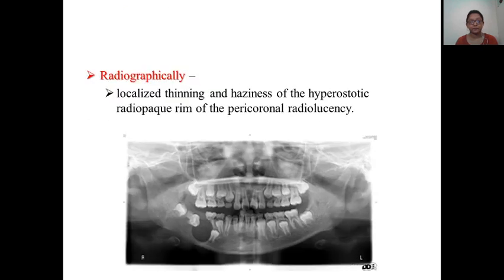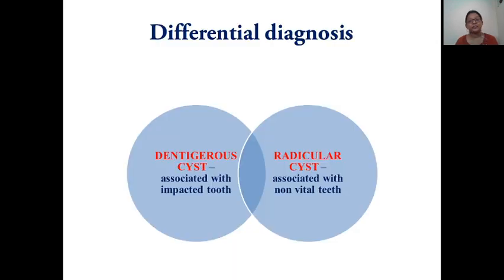unicystic lesion. Now radiographically, when we see this unicystic ameloblastoma, it looks like a localized thinning and haziness of the hyperostotic radiopaque rim of the pericoronal radiolucency. We can easily make out this structure in the right side of the mandible. Now what are the differential diagnoses? Dentigerous cyst, which is always associated with an impacted tooth. Radicular cyst, which is associated with a non-vital tooth or a carious tooth.